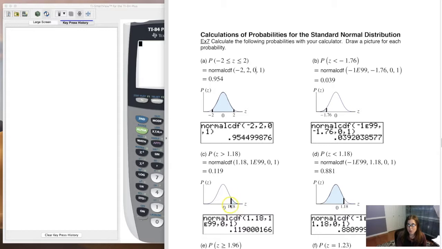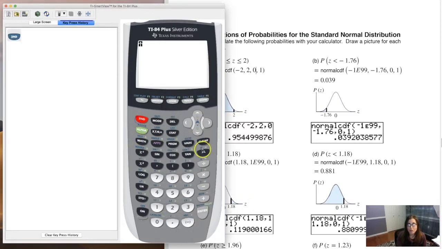I've got my low of 1.18 and my high of positive infinity. So this one we're going positive infinity. Let's click over to the calculator. We'll go second, vars, option two. You always use option two when calculating probabilities. My low is 1.18, and my high is positive infinity.